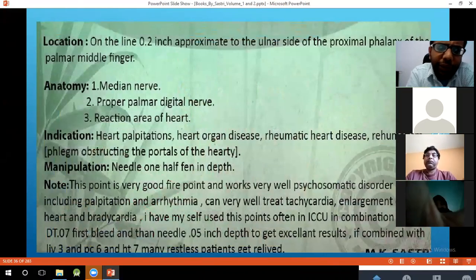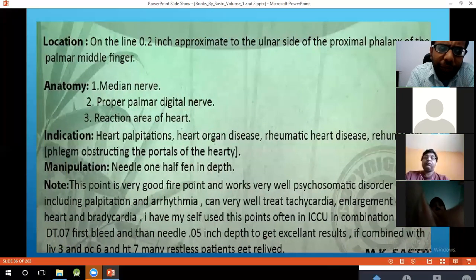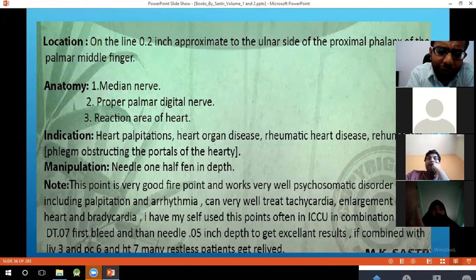The reaction nerve is the median nerve and the palmar digital nerve. The reaction area is the heart. That is very sure. It helps with heart palpitation, heart organ disease, rheumatic heart disease, and obstruction or stenosis. And then the most important is psychosomatic disorders, especially when you see schizophrenia, tachycardia, bipolar disorders.